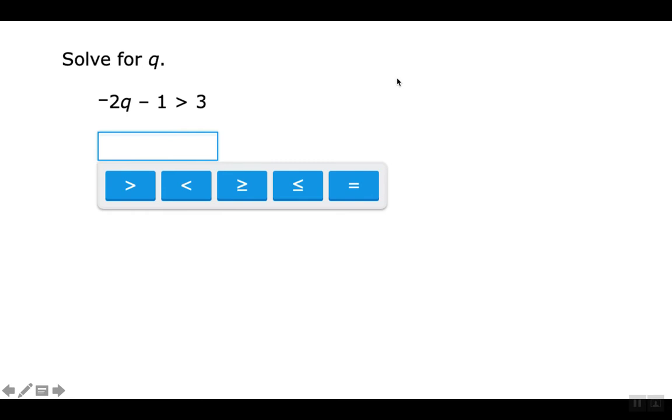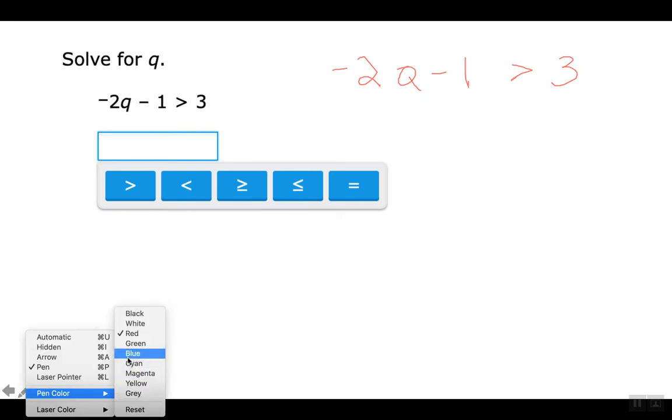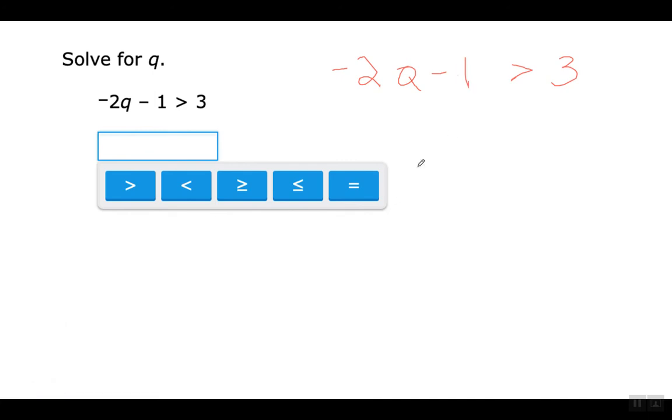Okay, so let's look at this example. I got -2q minus 1 is greater than 3. Again, the number that's with the variable, I'm going to move last. The first thing I'm going to move is this -1 by adding 1 to both sides. When I do that, I'm going to get a +4 here. This canceled out, so I'm just going to move down the -2q.